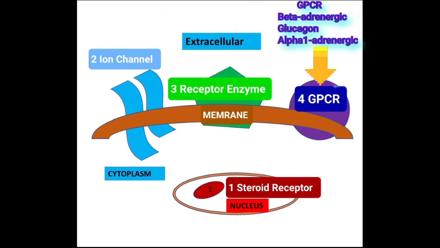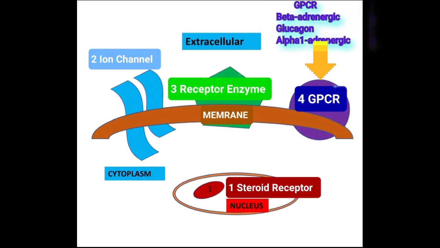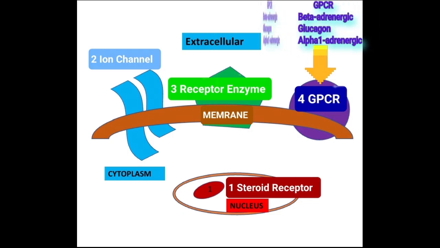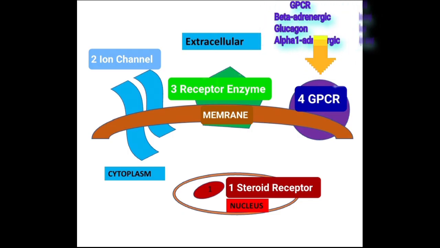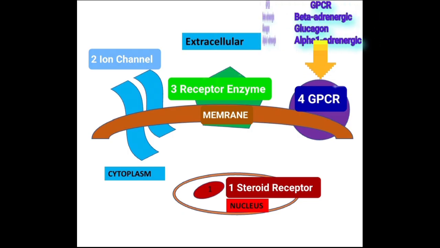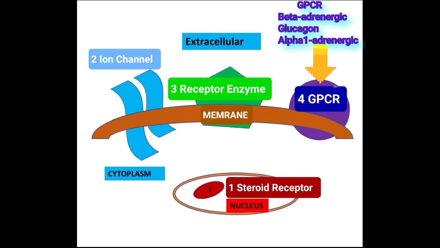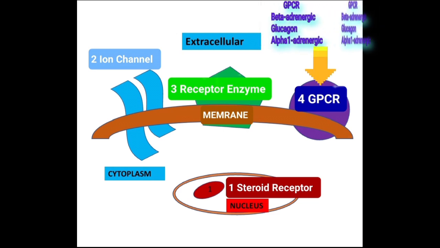The fourth type of membrane receptors is G-protein coupled receptors, which reside in the membrane, and they constitute a large family of receptors. An example of these receptors are the beta-adrenergic receptor, the glucagon receptor, and the alpha-1 adrenergic receptor.